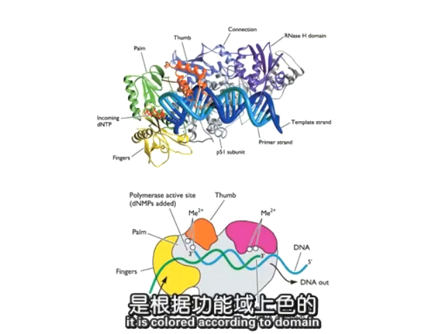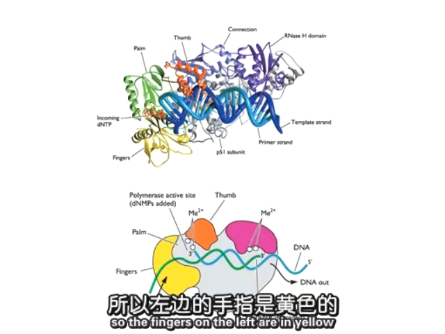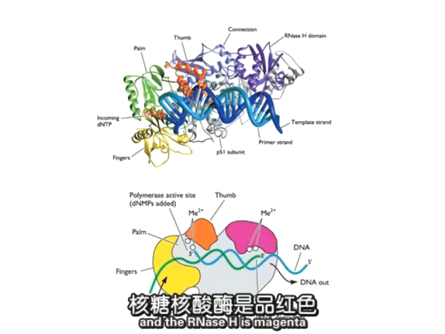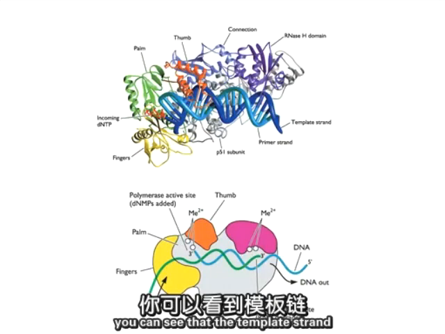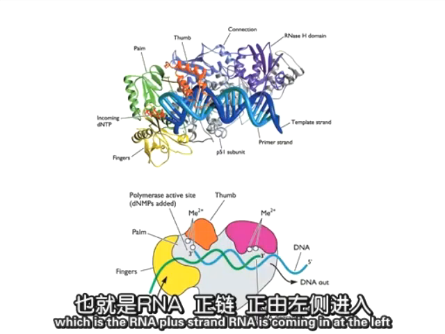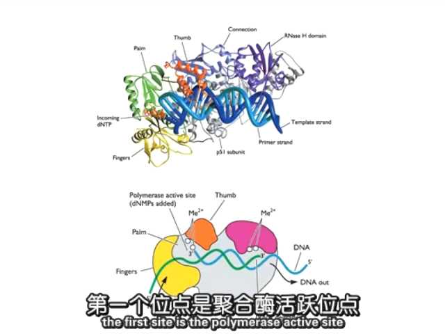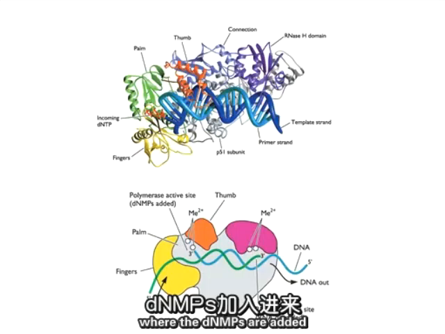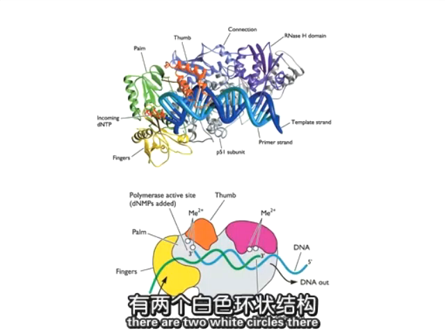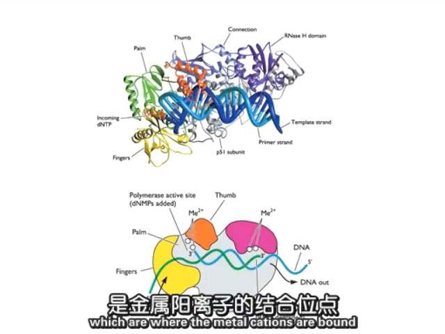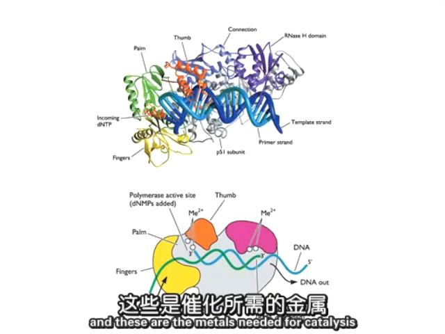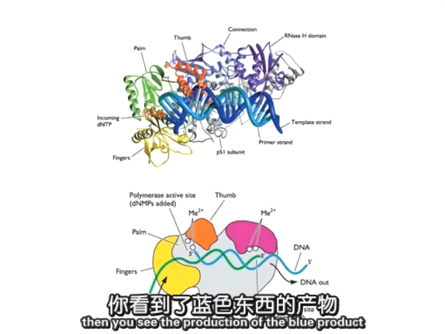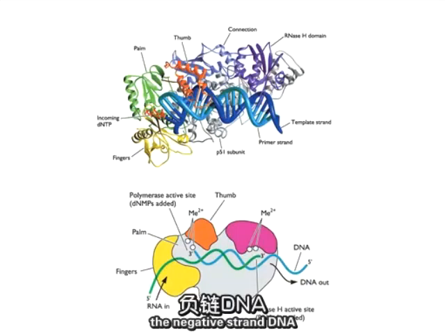At the bottom is a cartoon of the RT structure. It's colored according to domain, so the fingers on the left are in yellow, the thumb is orange, and the RNase H is magenta. You can see that the template strand, which is the RNA, the plus strand RNA, is coming in at the left. The first site is the polymerase active site, where the deoxy NTPs are added. There are 2 white circles there, which are where the metal cations are bound, and these are the metals that are needed for catalysis.